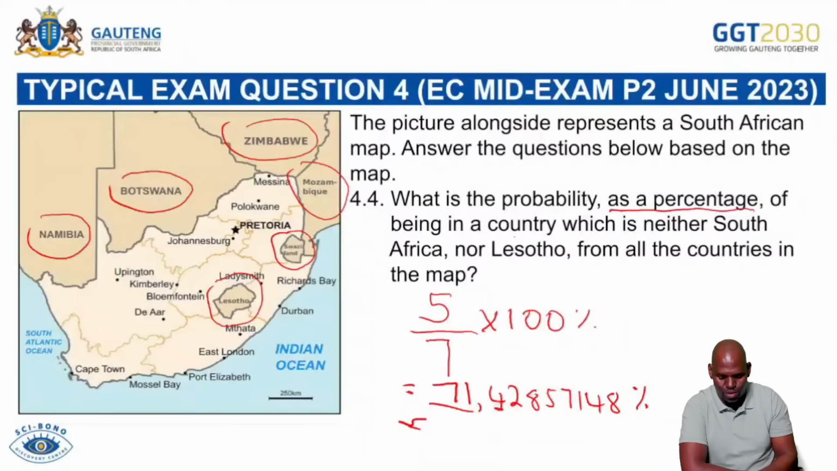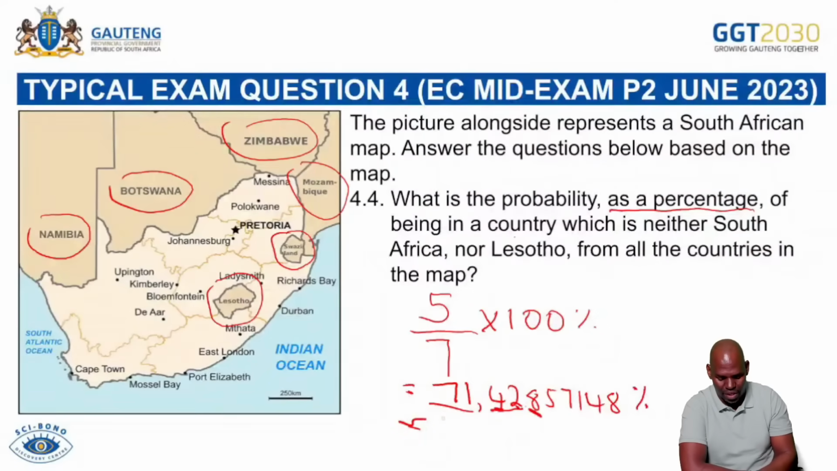If we want to round it off to one decimal place, we look at 71,4. Is the 4 going to remain the same, or is it going to change to 5? It will remain the same because the digit next to it is less than 5. If you round it off to two decimal places, we've got 4,2. Is it going to change to 4,3? Let us look at the digit next to it. The digit next to it is 5 or more. It means this will change to 4,3.